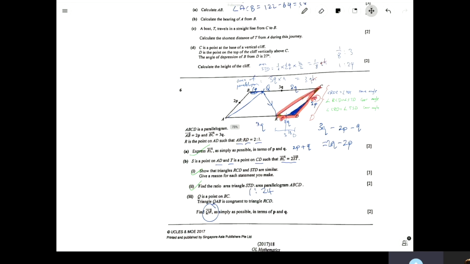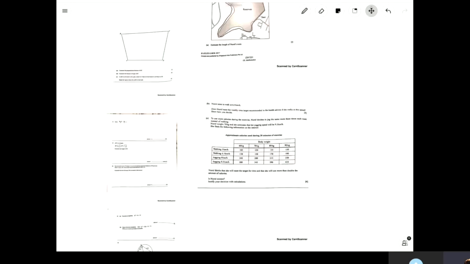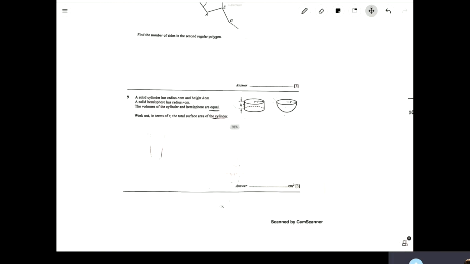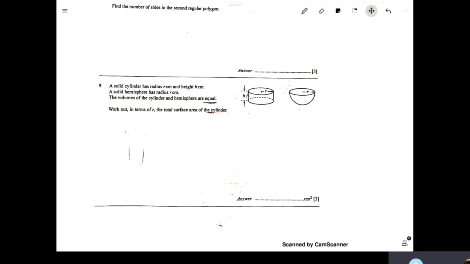Okay, let's try to do some more. What's the next one? Next one would be mensuration. Only this one is mensuration. Were you tested for this? No. Okay, then we want to go through this.